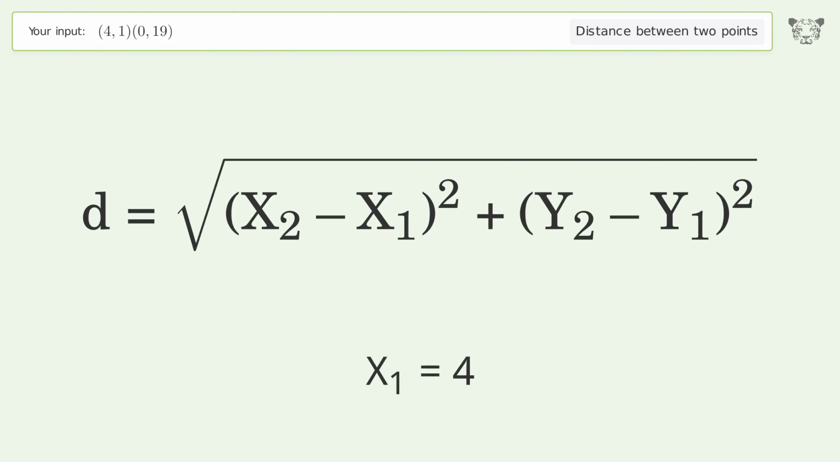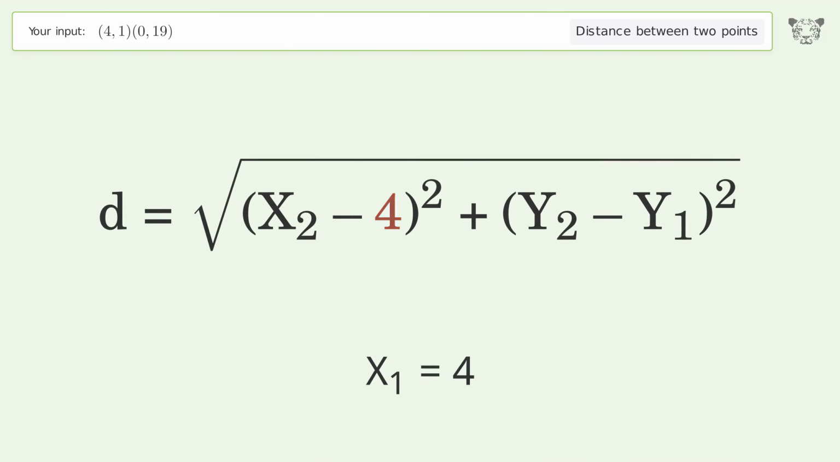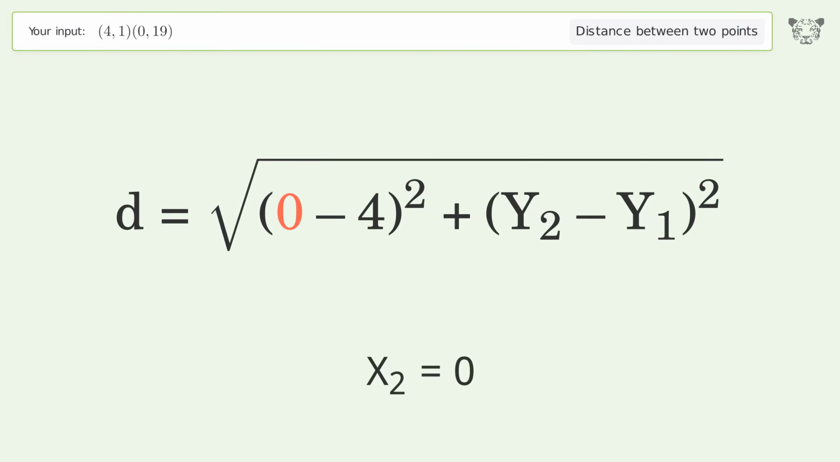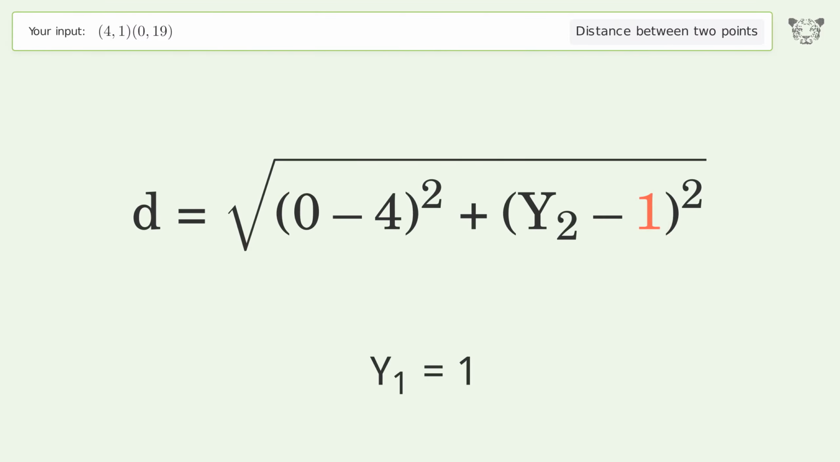x1 equals 4. x2 equals 0. y1 equals 1. y2 equals 19.